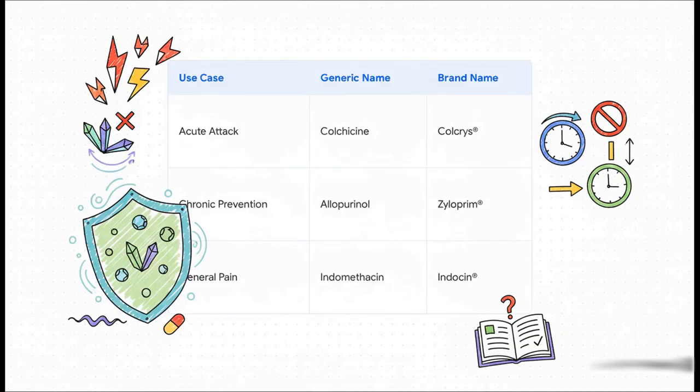So this is a classic exam question. What's the goal of the treatment? If a patient is having a painful, acute attack right now, we use colchicine to calm everything down. But for long-term prevention, to stop those crystals from even forming in the first place, the number one drug is allopurinol. Knowing the difference between acute and chronic here is absolutely everything.